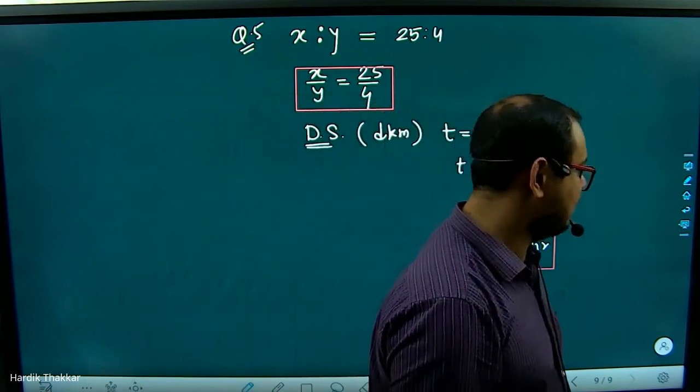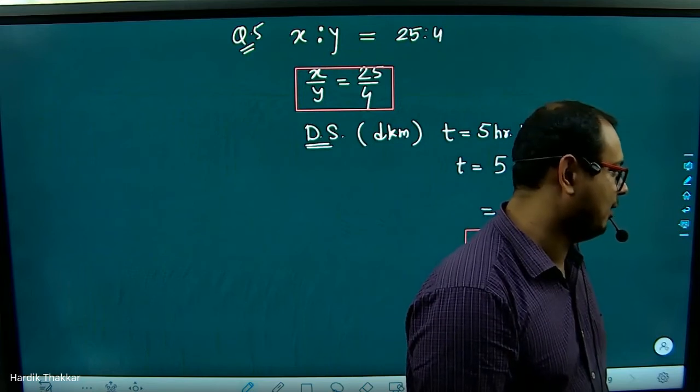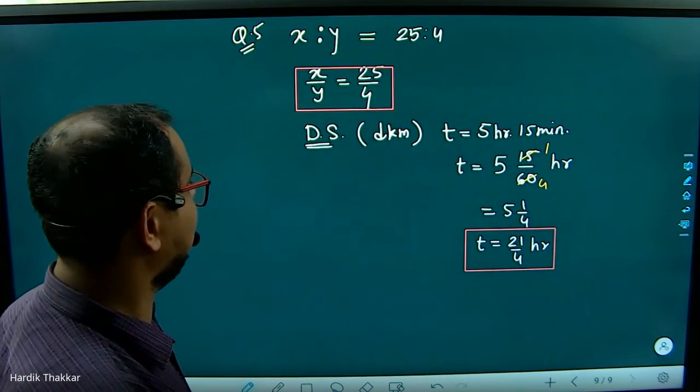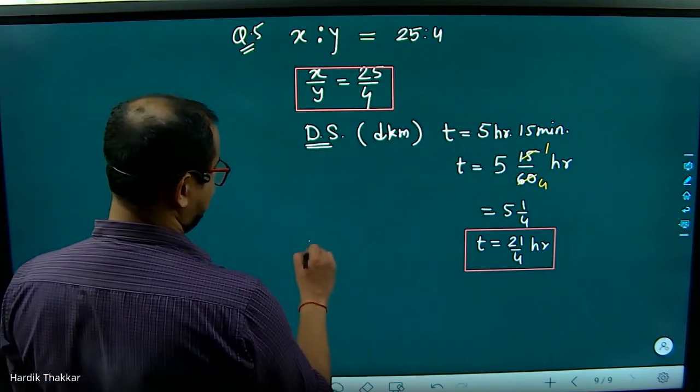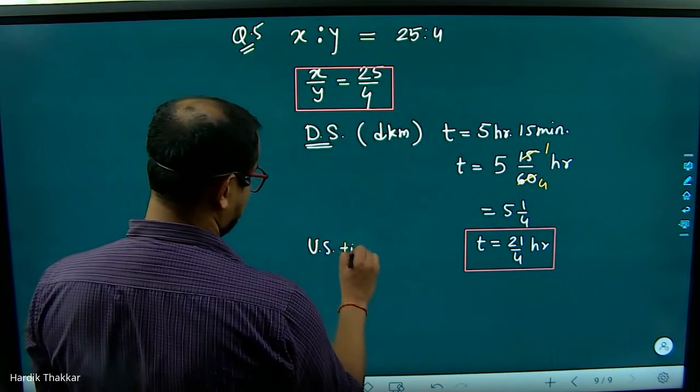Now, what else is given? How much time will it take to come back? So while returning back, how much time will it take? So upstream time we have to determine here. Okay, upstream time is equal to question mark.